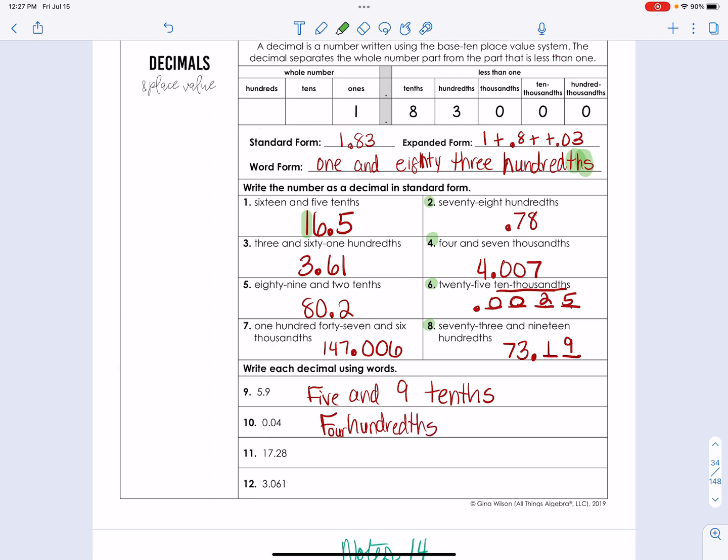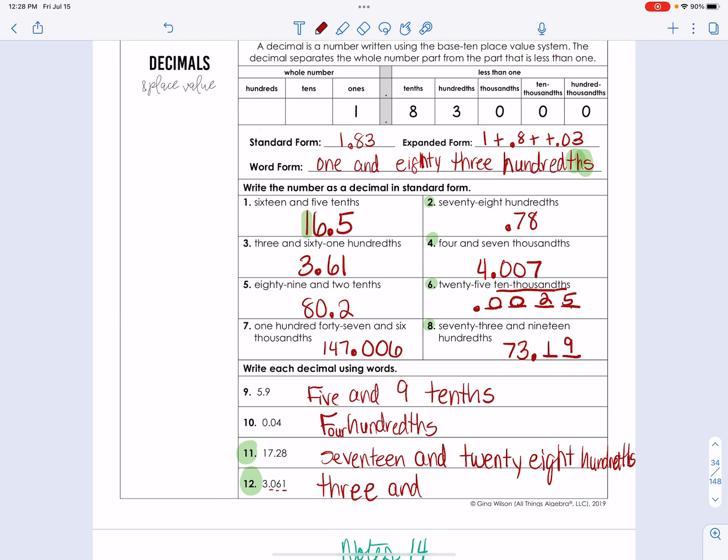Okay, I would like you to pause the video and do 11 and 12. This is 17 and 28/100ths. And then this one is 3. And if I look at this, this is tenths, hundredths, thousandths. So I'm going to say 61/1000ths.